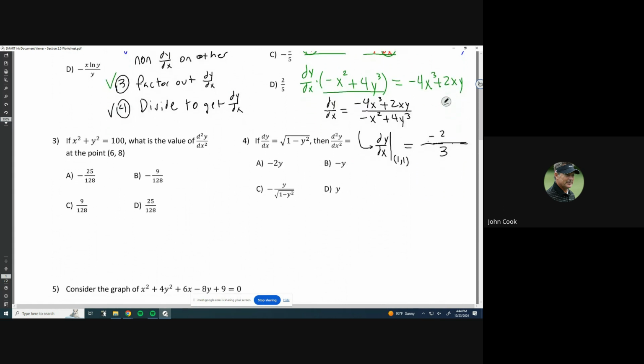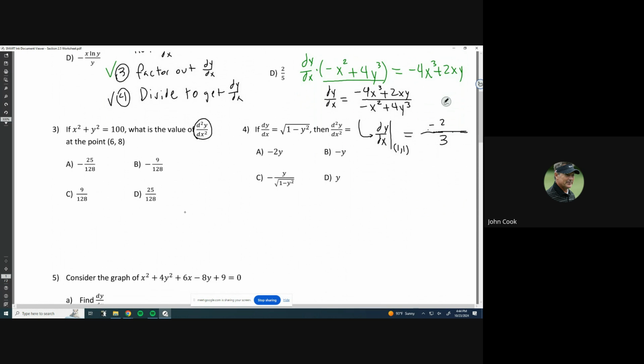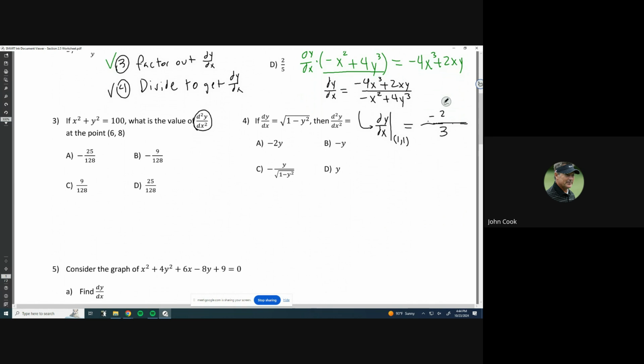Okay, moving on, number 3. So number 3, I got a function, find this. Well, what this means is find the second derivative. So what you do is you take the derivative one time, and then take the derivative again. Implicit differentiation usually follows from that, if you're already using implicit differentiation.